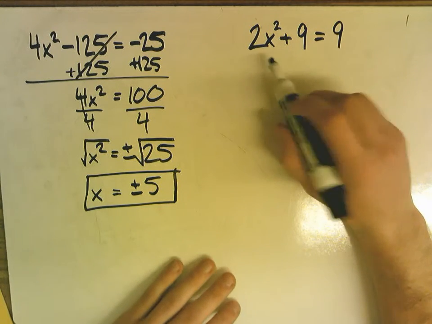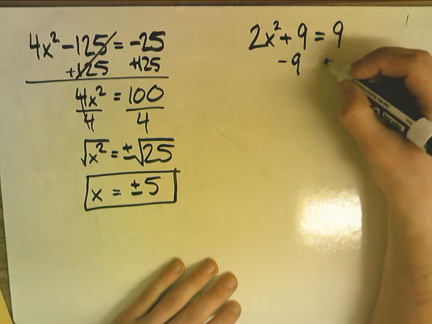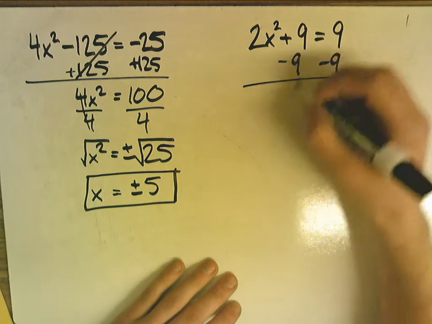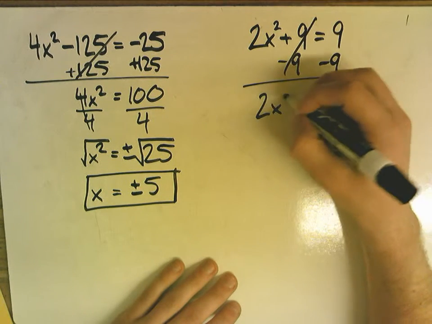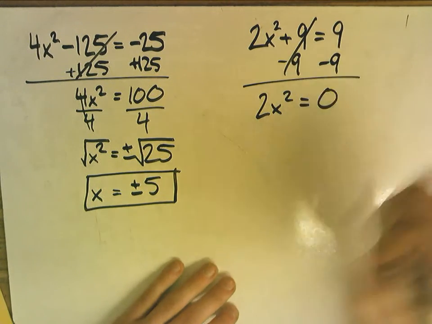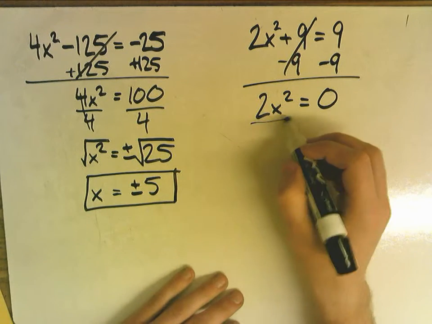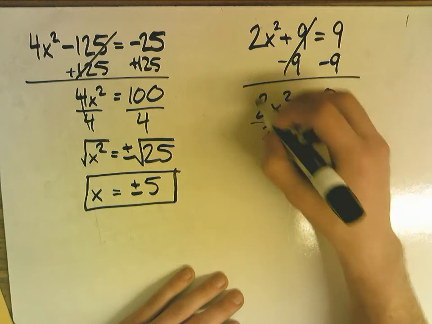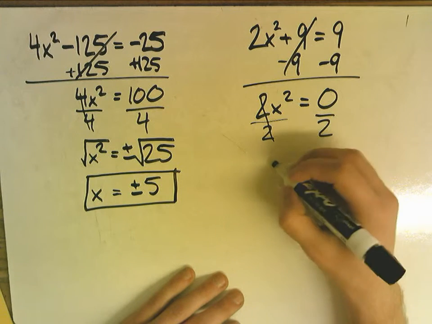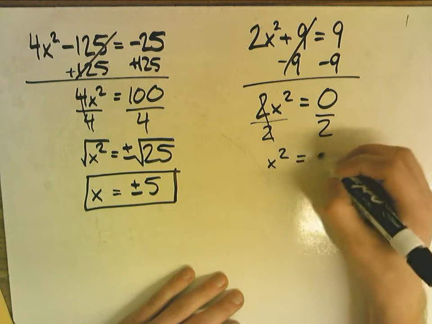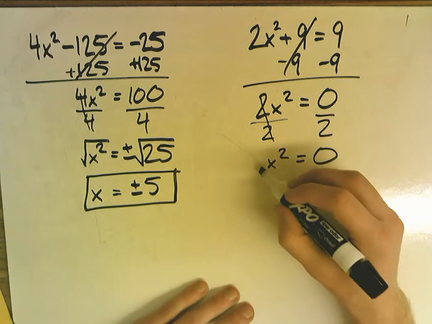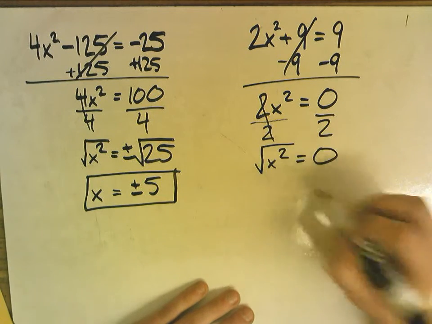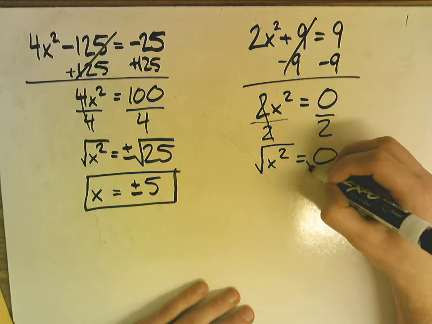Right here, again, we have to isolate by subtracting 9 from both sides. We end up with 2x squared equals 0. Let's continue to isolate. We can divide by 2. 0 divided by anything is just going to be 0. Now we want to take the square root so we can cancel out our squared and get the x alone.